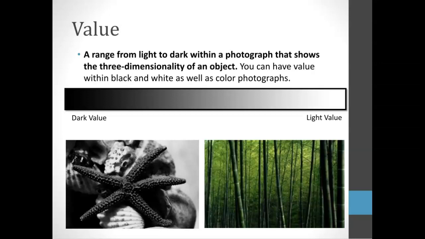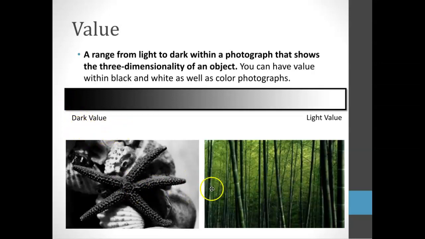Our next element of art is something called value. This is the range from light to dark in a photograph. So you could have dark value or you could have light value and everything in between. When we're editing a picture, generally we're looking for creating a good range of value. So if we're using levels or curves when we're editing, we're going to try to create a photograph that has a rich tone to it and has good contrast. So a difference between light and dark.